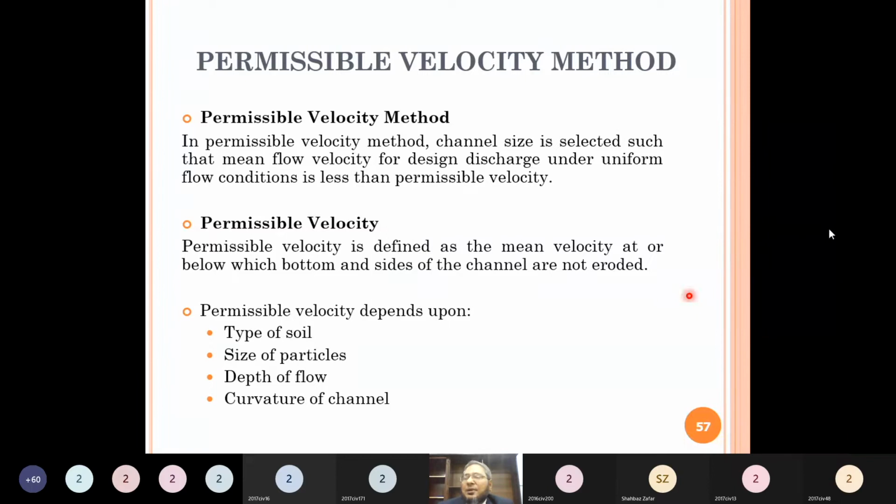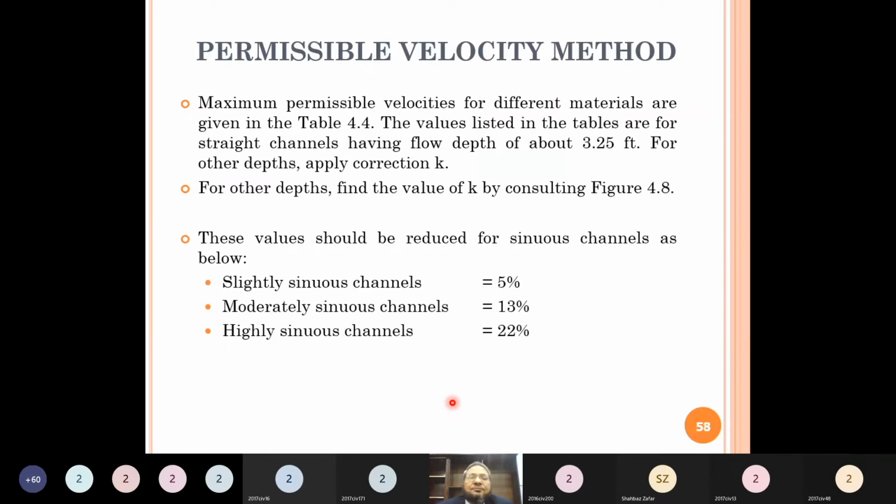Permissible velocity in a channel depends on the type of soil, size of particles, depth of flow, and curvature of the channel. How it depends on the curvature of the channel, we will see just now, after maybe a few minutes.